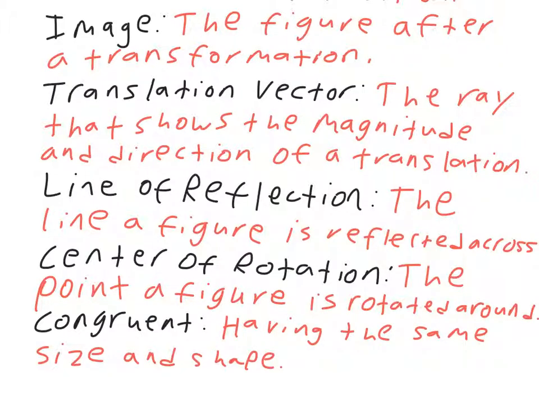And finally, congruent. We've definitely dealt with this word many times before, but it's very important in this lesson, because all of our transformations have dealt with congruent shapes. A congruent shape has the same size and shape as another figure. So all of our figures, all we've been changing is the position or the orientation. We have not been changing the size or shape of it. Therefore, all of our shapes have been congruent to each other, even after the transformations have been done to them.